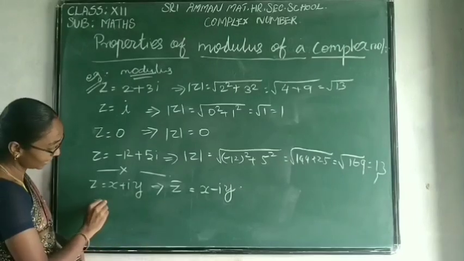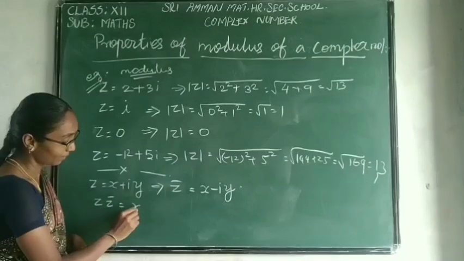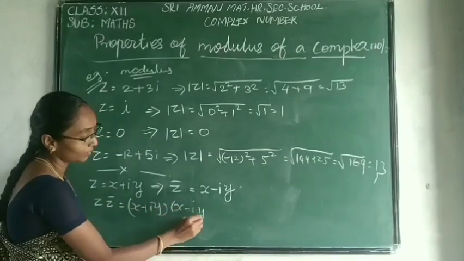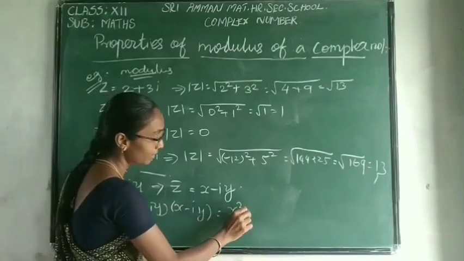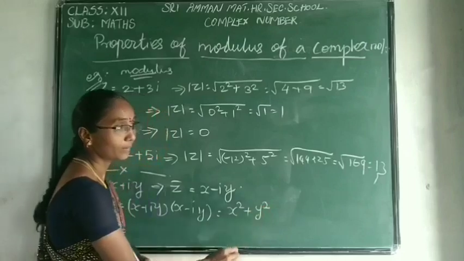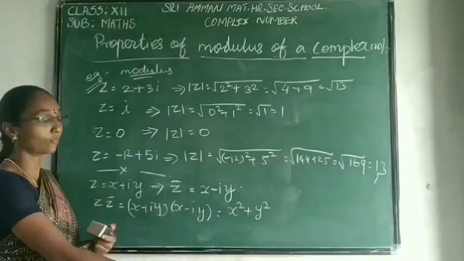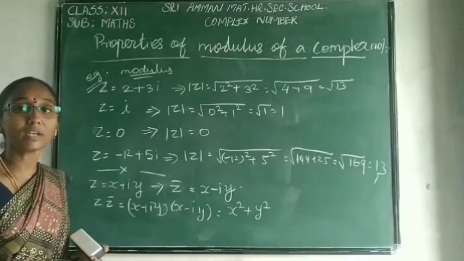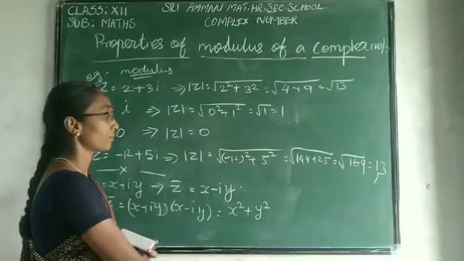Okay, z z bar, what do you get? x plus iy into x minus iy, which is of the form a plus b into a minus b. So you get x squared minus i squared y squared, and because i squared equals minus 1, this changes to x squared plus y squared. So z z bar equals x squared plus y squared.